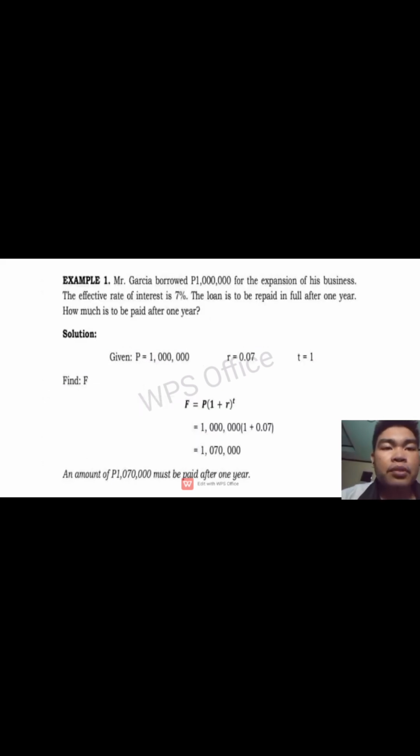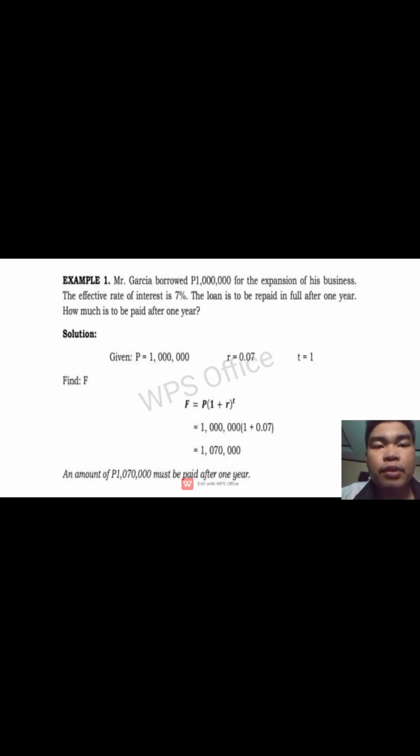For example, Mr. Garcia borrowed 1 million pesos for the expansion of his business. The effective rate of interest is 7%. The loan is to be repaid in full after 1 year. How much is to be paid after 1 year?